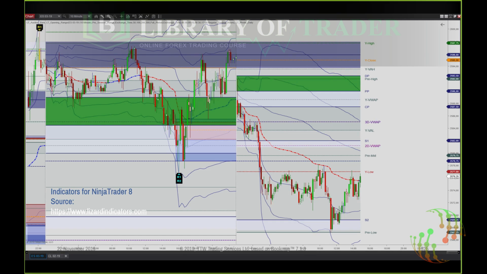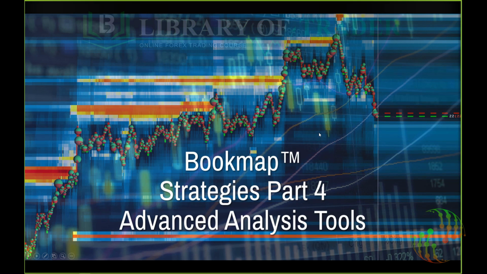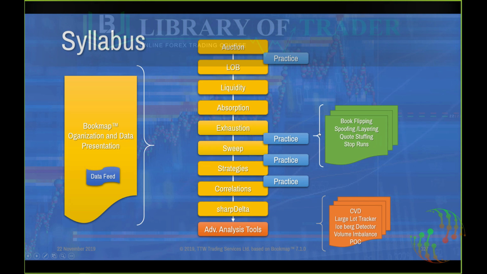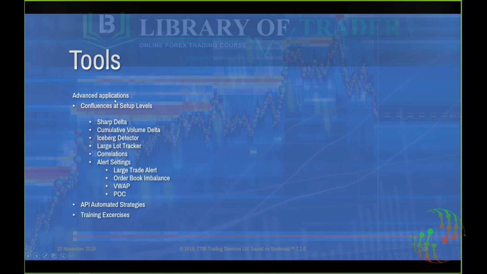You also have it on the chart. Look here. Most of the time they are hitting the VWAP. Let's talk about Bookmap and its advanced applications, which could help you to understand better what the market is doing. Cumulative volume data we talked about, iceberg detector, large lot tracker, correlations, alert settings, APIs.